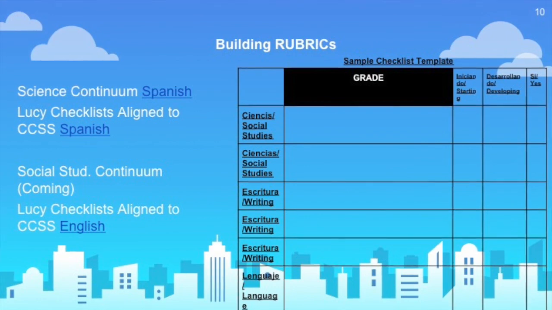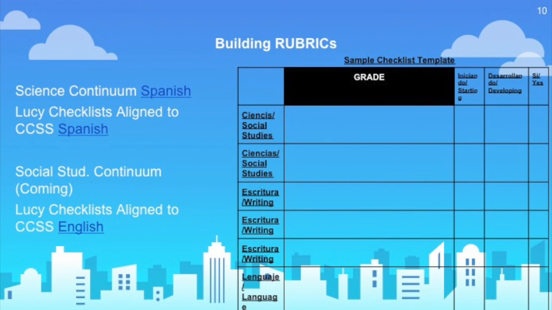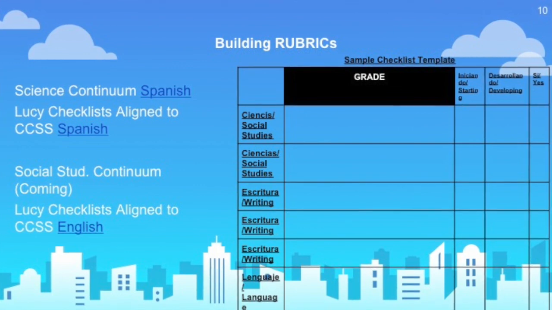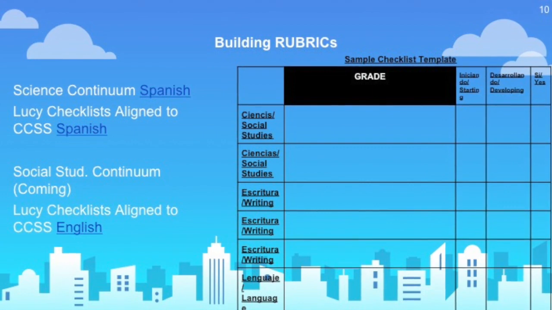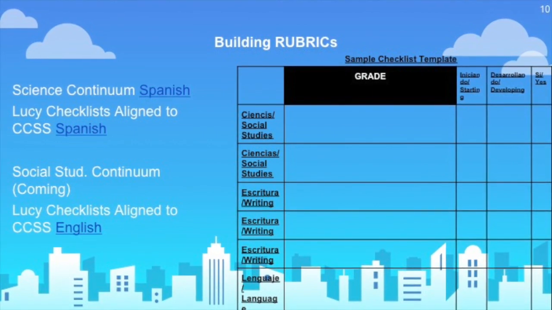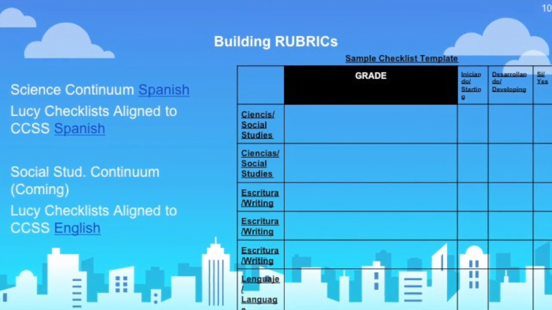So to build your rubrics for each of the BUF tasks, it's really important that what is being assessed is accessible to our learners in student-friendly language. For this reason, I would like teams to use the continuum for science in Spanish for the assessment of the science content, and to use the Lucy Calkins checklists in Spanish to assess the writing.